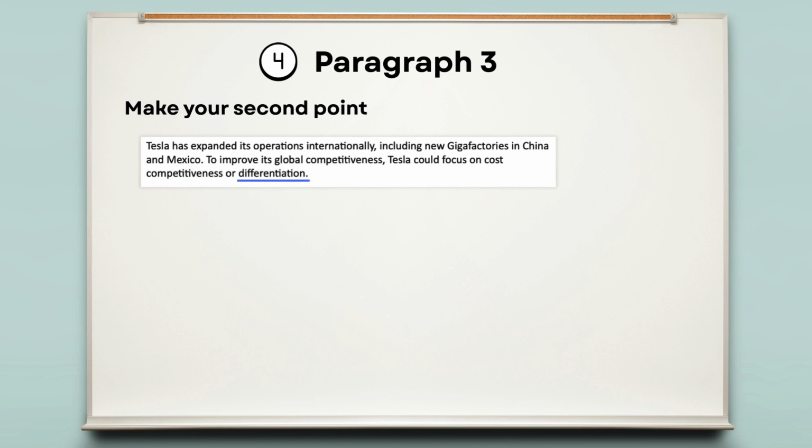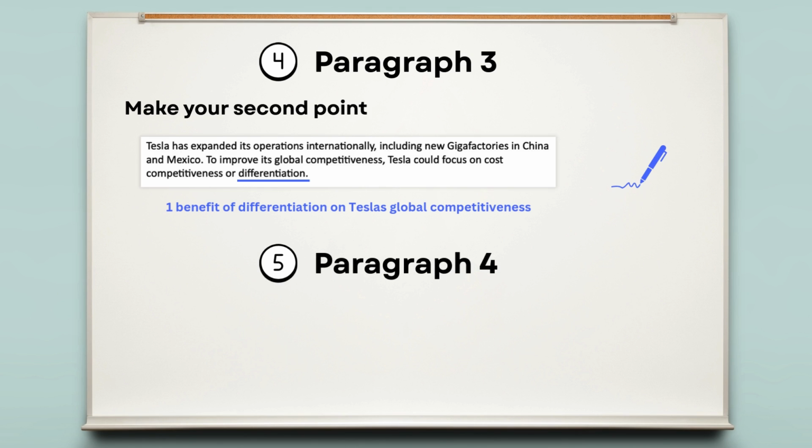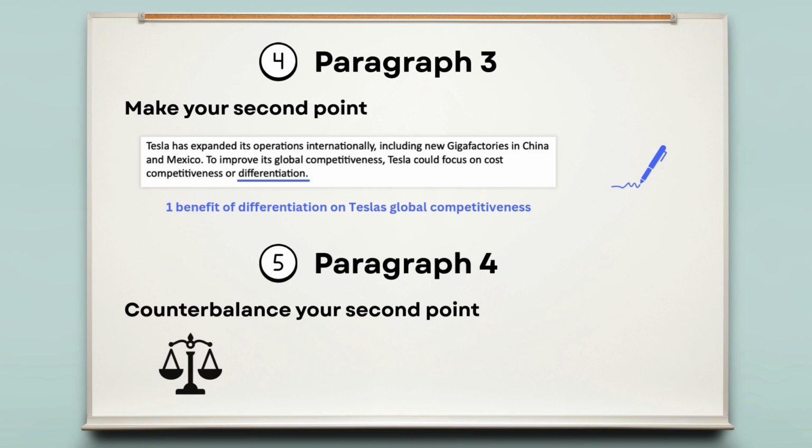We then move on to paragraph 3. This is where you're going to make your second point and explain one benefit of differentiation on Tesla's global competitiveness. And then similarly to paragraph 2, you're going to do paragraph 4, where you're going to counterbalance your second point.